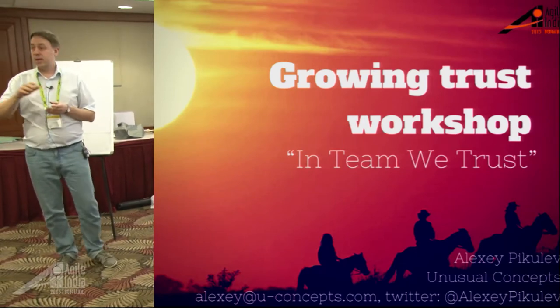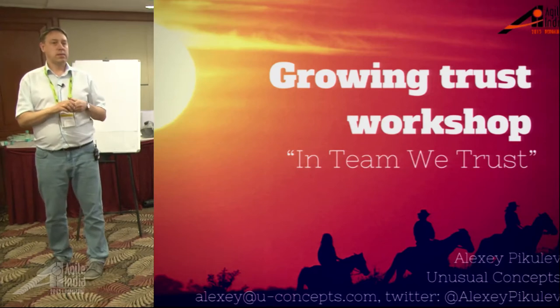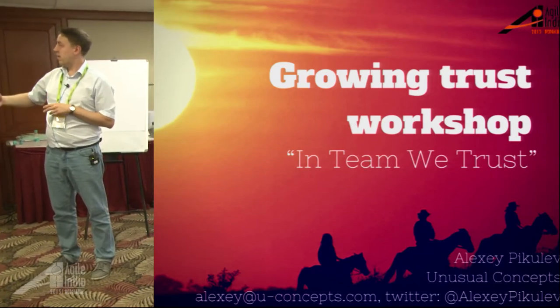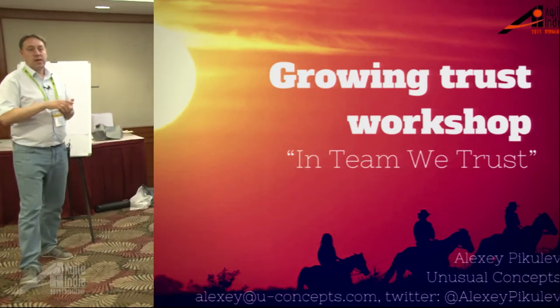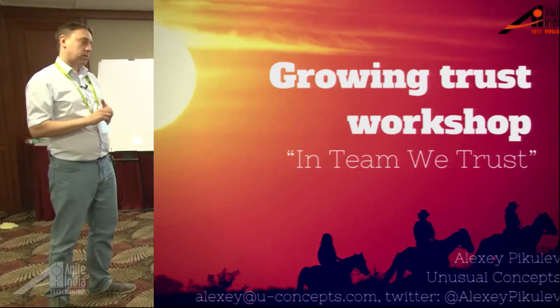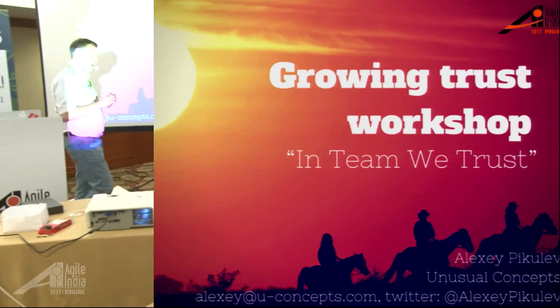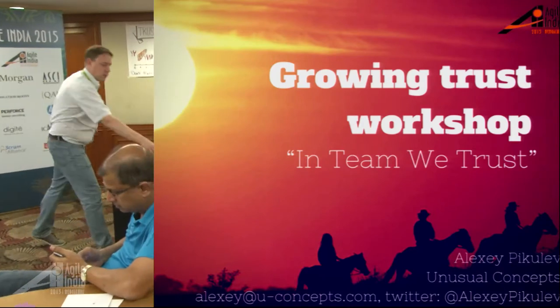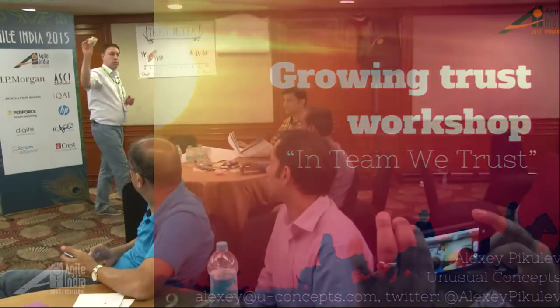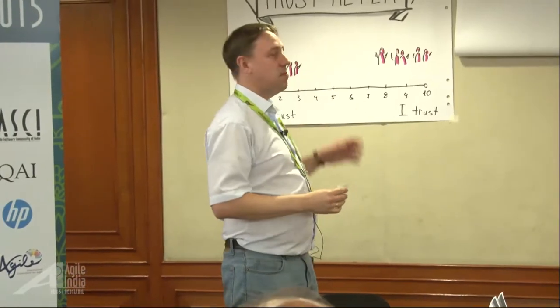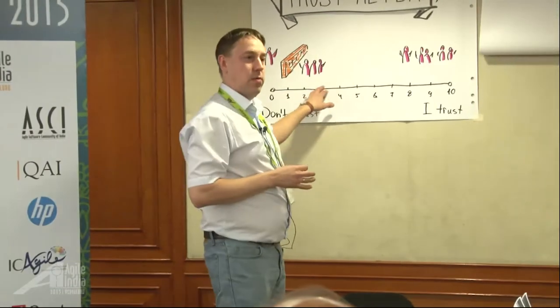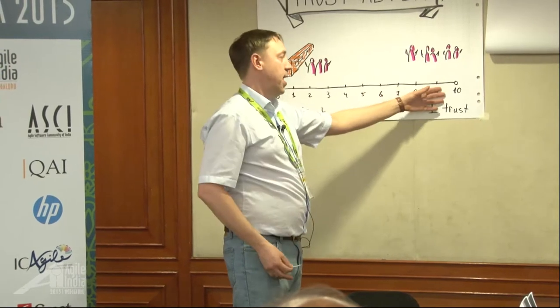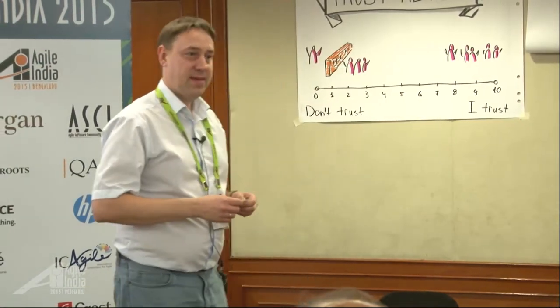But before, how many tables do we have? Six. Guys, come on. Okay, each table has sticky dots. Please feel free, take one sticky, color dot, this one. And put your dot on this trust matter. Where do you think you are now on a scale from 0 to 10 of trust with your team? No, your team. Okay? Ready?